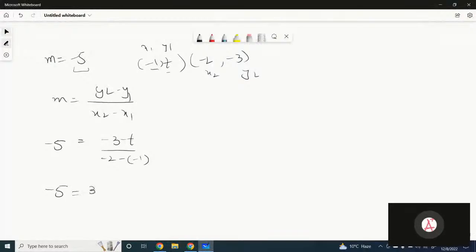Negative 5 equals 3 minus t over negative 2 plus 1. Got it? Negative 2 plus 1 is negative 1. Do cross multiplication. Negative 5 times negative 1 makes positive 5, and you have 3 minus t. Got it? Move the t to the other side.